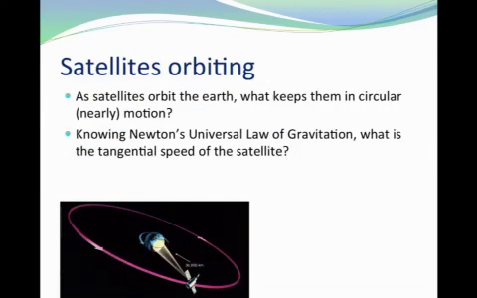Okay, but how can you use that? As satellites orbit the Earth, what keeps them in circular or nearly circular motion? In most of the problems we're going to talk about, we're going to assume uniform circular motion. So, knowing Newton's law of universal gravitation, what is the tangential speed of a satellite?